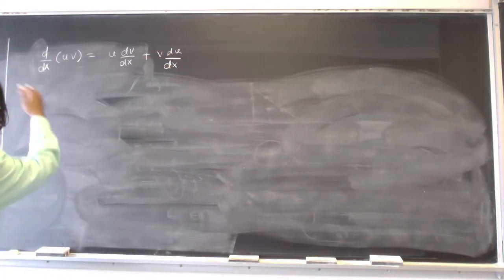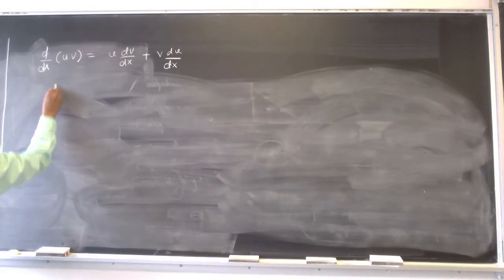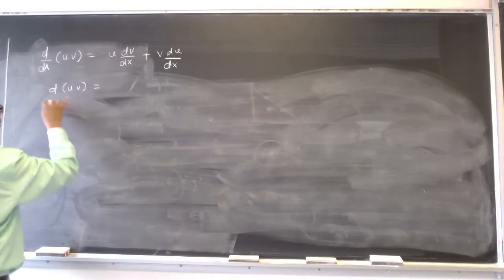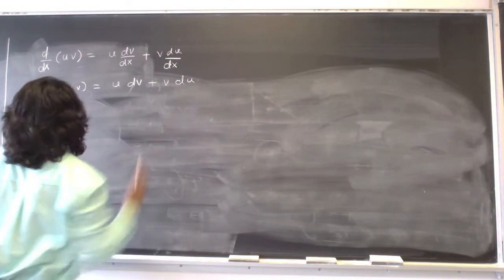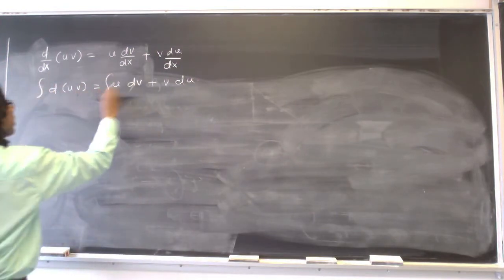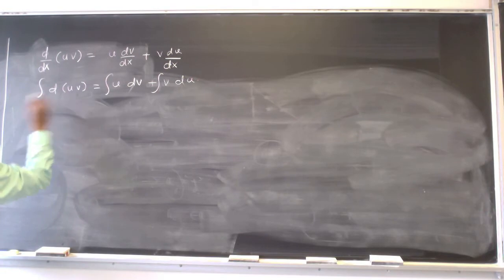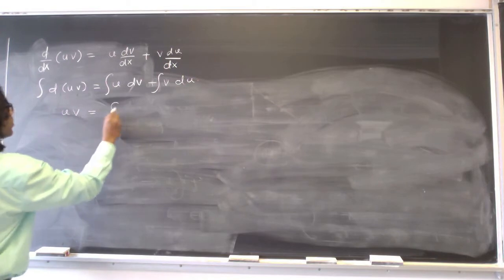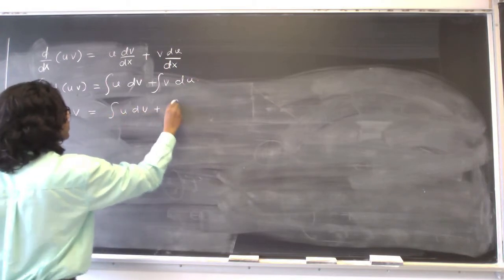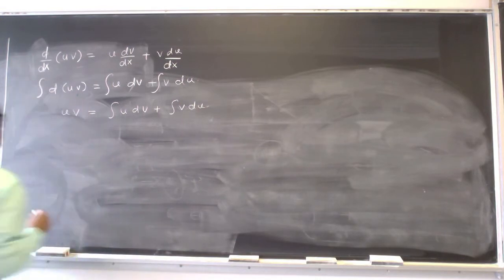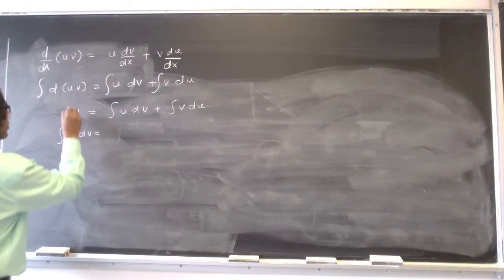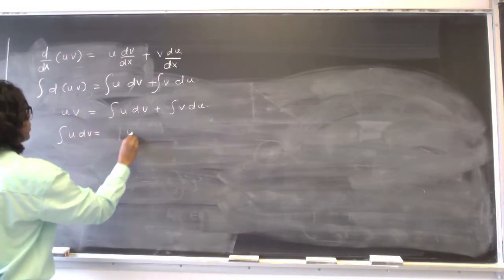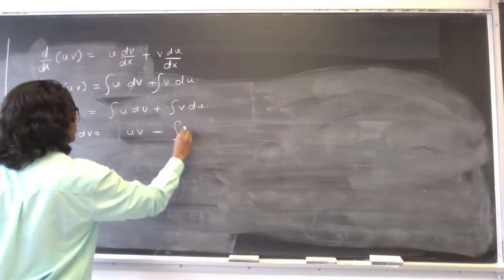Okay, so we can rewrite this in short as d(uv), the differential of uv, is equal to u dv plus v du. You integrate throughout, and applying the fundamental theorem of calculus, you can say that uv is equal to the integral of u dv plus the integral of v du. Okay, so you can rewrite this: the integral of u dv is equal to, take this part there, so you get uv minus the integral of v du.